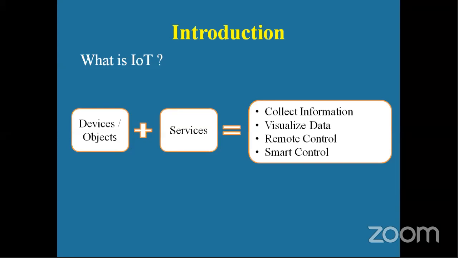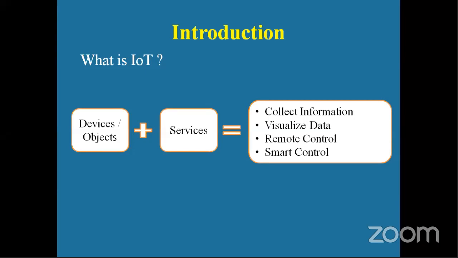Why this definition? As an engineer, whenever we learn any technology, you have to visualize it, like a block diagram. What are the different blocks, the building blocks of a particular thing? So in an IoT, it contains devices, it contains some services, and then finally, what is the output? It gives you the capability to control something remotely, to control something smartly.